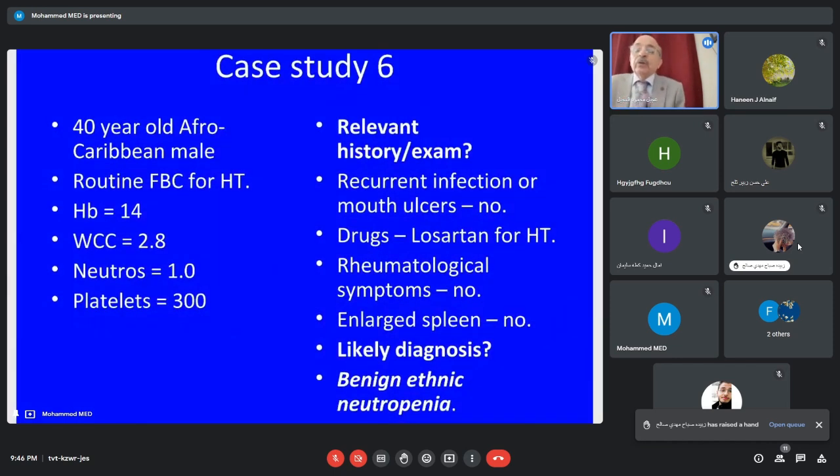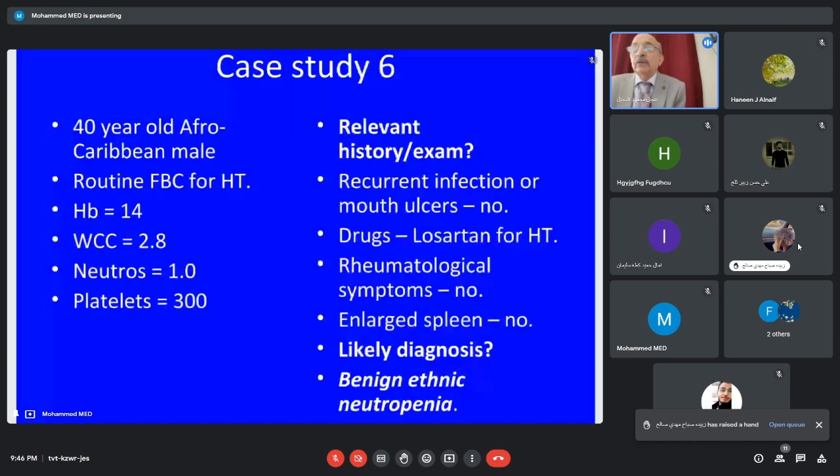Case study, 40-year-old Afro-Caribbean male. On routine full blood count, his hemoglobin was found to be 14, the white cell 2.8, neutrophils 1, platelets 300. Okay, so what's wrong with this patient? What's wrong is the white cell count is low, 2.8. Not very low, but it's low. But the hemoglobin is normal, and the platelet is normal.